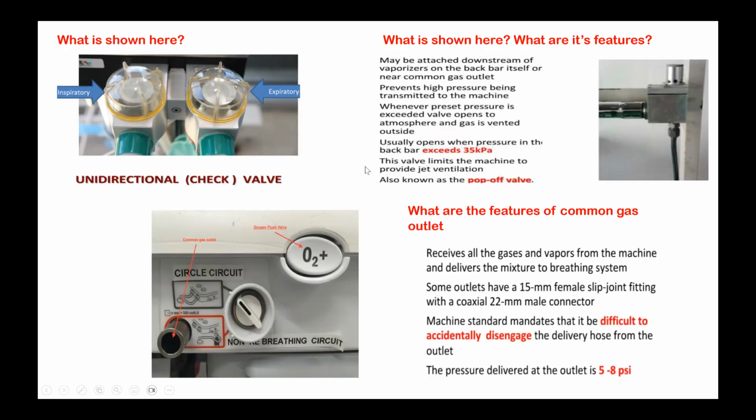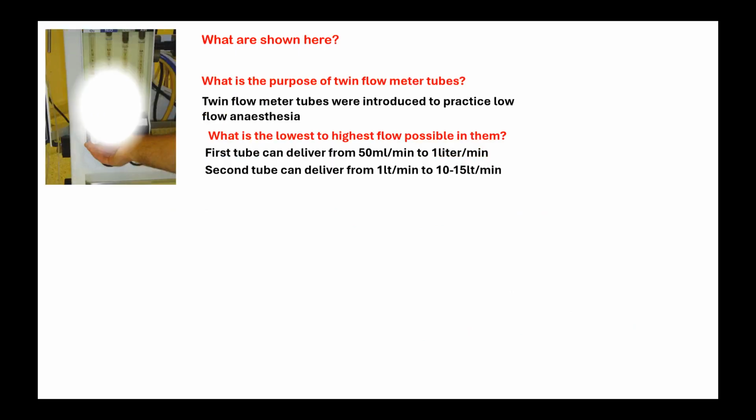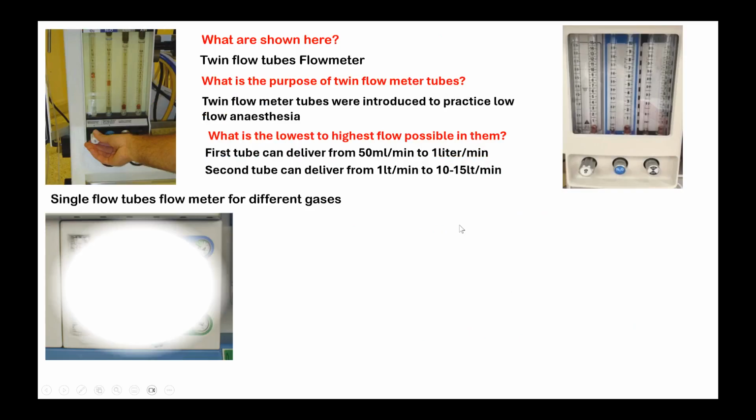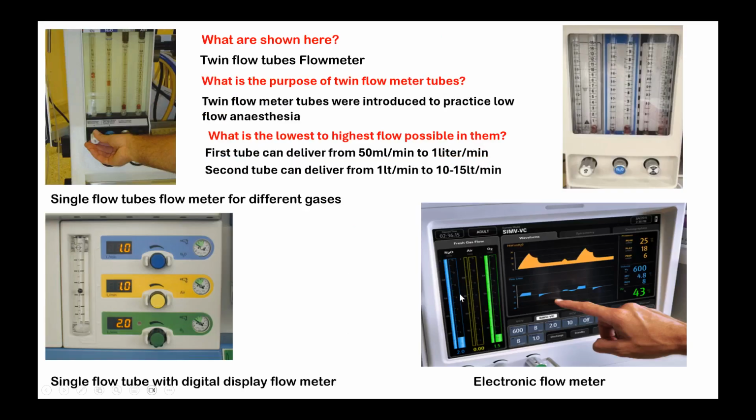What is the purpose of the flow meter? Already we have seen that. A twin flow meter for low flow has a first tube from 50 ml to 1 liter and a second from 1 liter to 15 liters. And this is again a single flow tube display with a flow meter. And this is another picture of an electronic flow meter with a touch control screen. So you can adjust all the flow with your fingertip, just as you do on a touch control monitor.